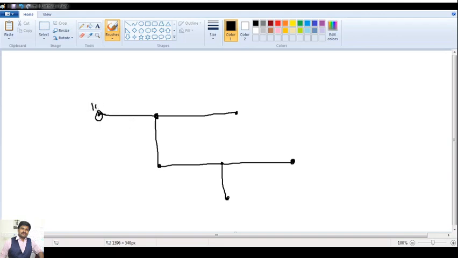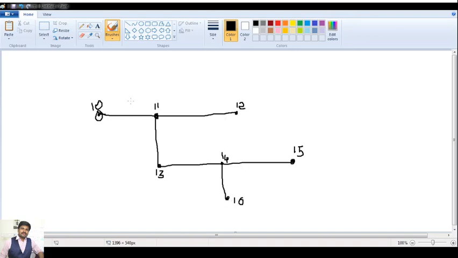Let's mention the points first. This is 10, this is 11, this is 12. As it is Paint, I couldn't write fluently, kindly adjust. This is 13. I hope you guys can see the screen and it is understandable. This is 15 and this is 16. These are the various points which we are having.